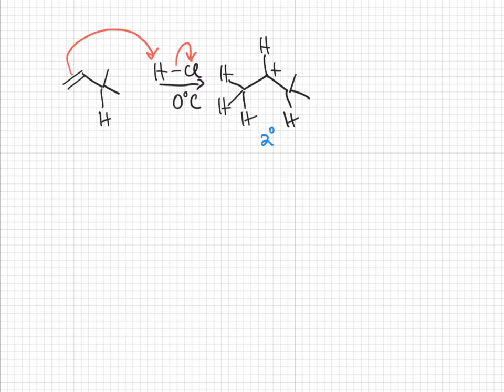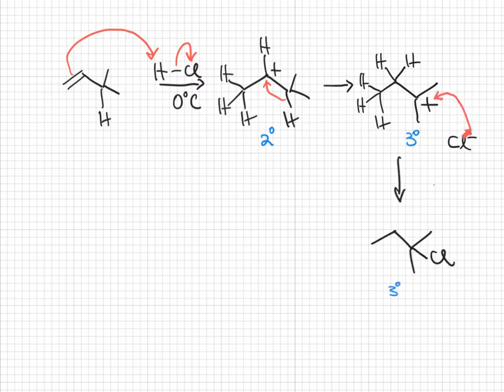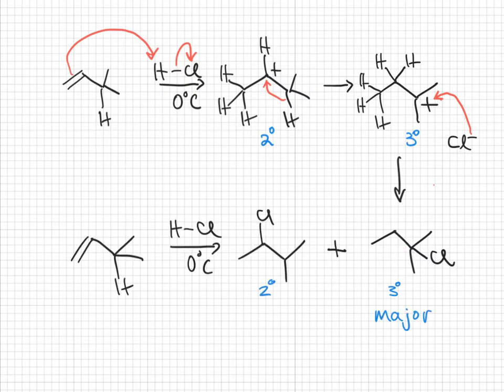When the addition of a hydrogen halide to an alkene leads to a secondary carbocation, rearrangements may occur. In this case, the secondary carbocation undergoes a hydride rearrangement to form the more stable tertiary carbocation. Nucleophilic attack by the chloride ion gives the tertiary alkyl halide. This reaction then gives rise to a mixture in which the secondary alkyl halide and the tertiary alkyl halide are formed, but the tertiary alkyl halide is most likely the major product as a consequence of the rearrangement.